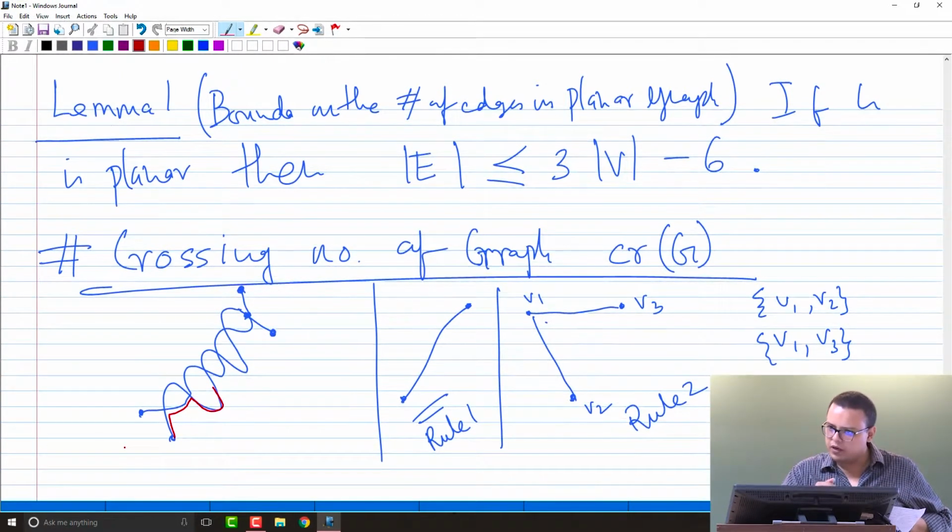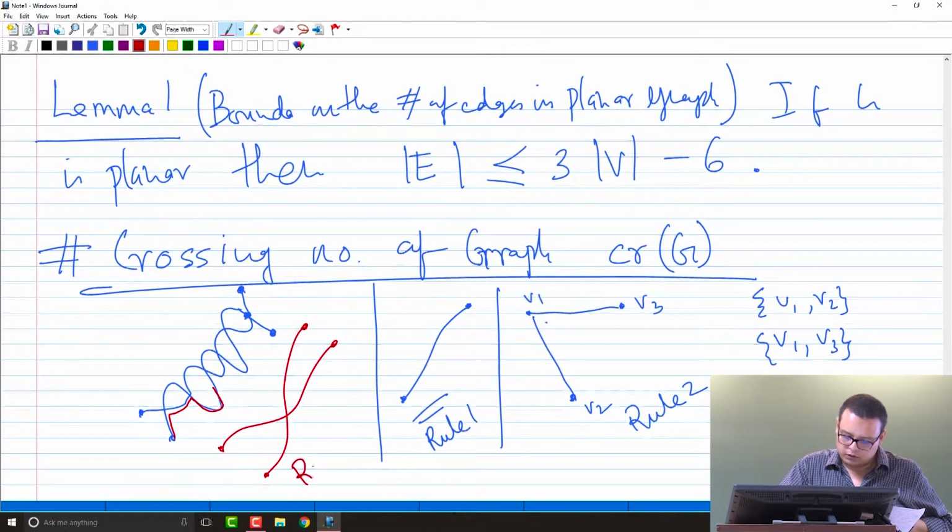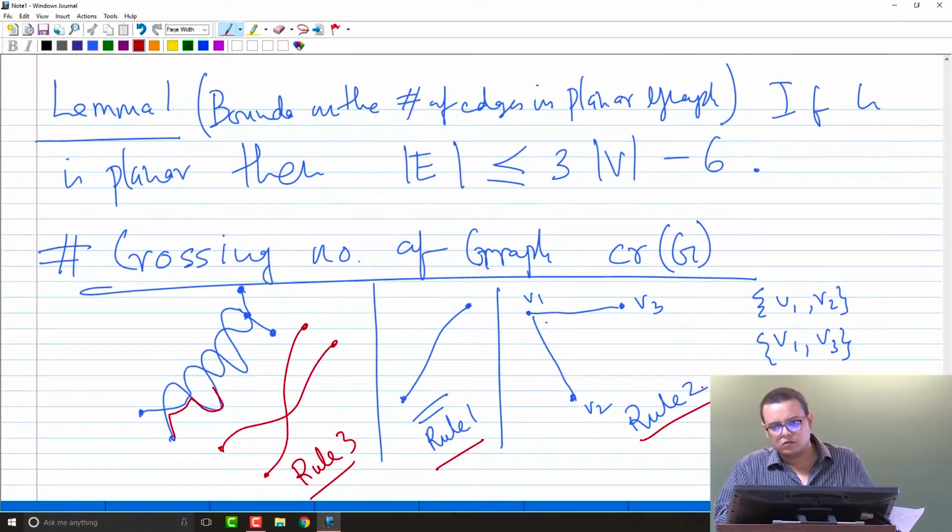I can keep doing it until I will be having something like this. This is a perfectly fine crossing. So this is rule 3. Here they are crossing after the midpoint. Edges are crossing each other. Only one crossing is allowed.